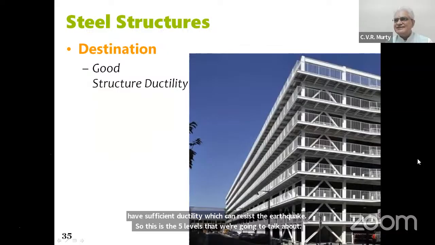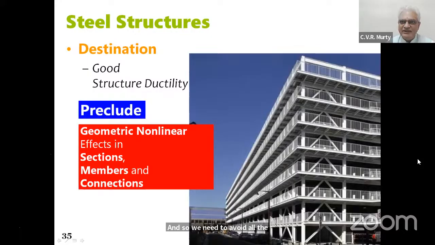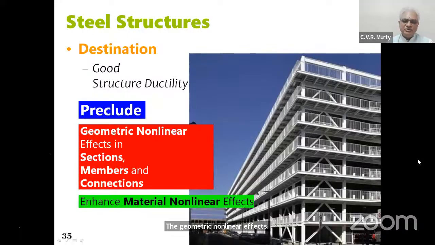So we need good structure ductility, and so we need to avoid all the undesirable features. What are the undesirable aspects? The geometric nonlinear effects in sections, members, and in connections. And we need to enhance material nonlinear effects. So the entire effort of all standards is actually to replicate the stress strain curve of steel in the structure. But en route, these 3 friends or 3 neighbors that we have are actually causing a little worry for us. Let us see how much we can handle.